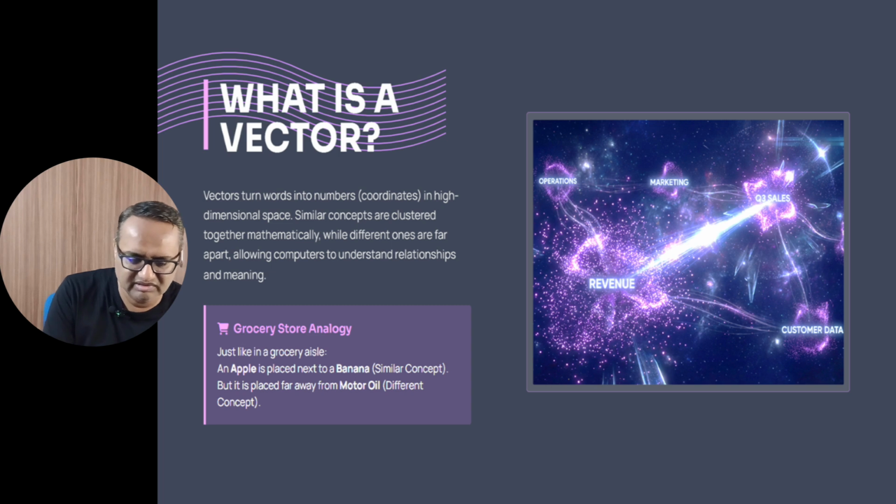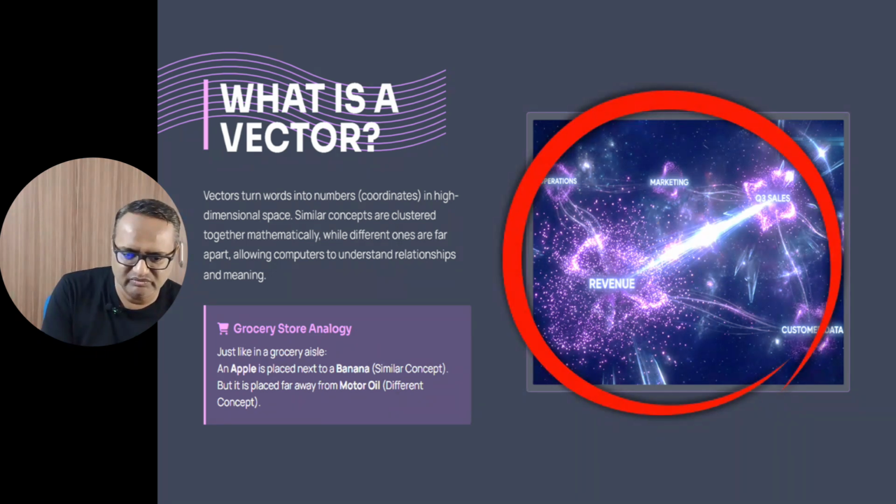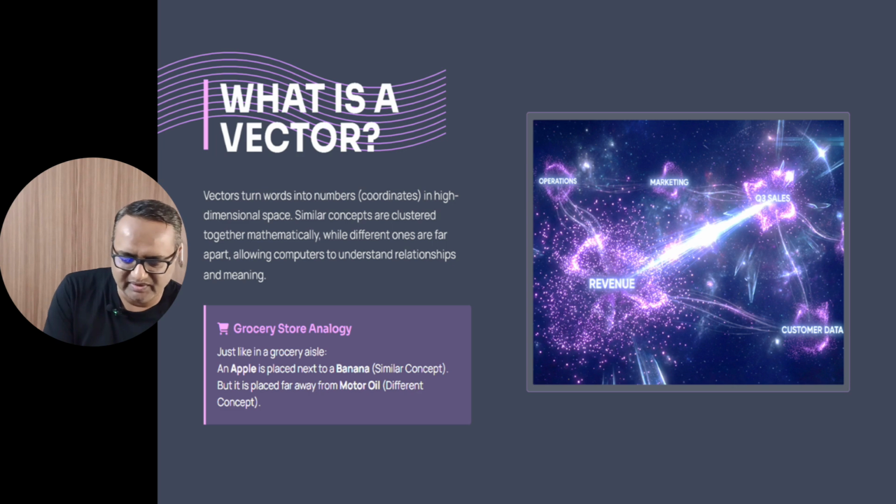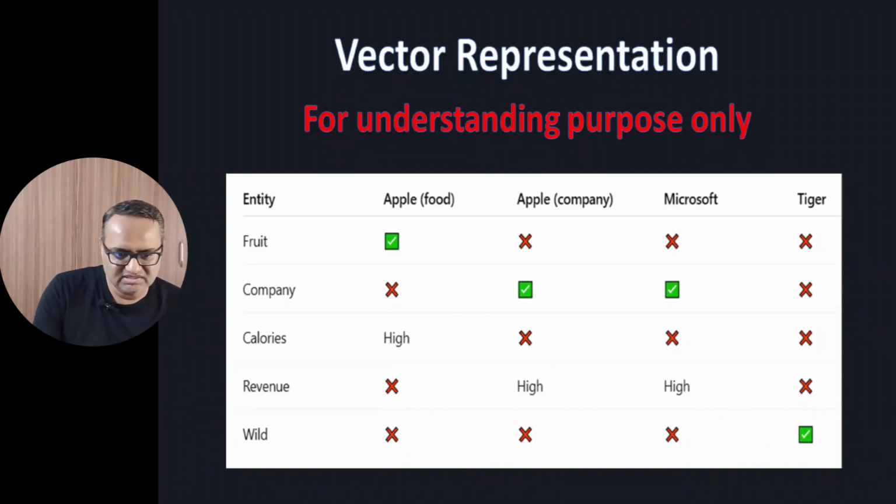This is again an imaginary vector diagram, because it's a multi-dimensional database which the human brain is not able to visualize. So Apple the company and Microsoft will be in nearby clusters, near to each other in the vector database, whereas Apple and Tiger will be at a different place.